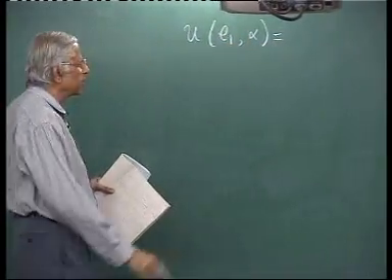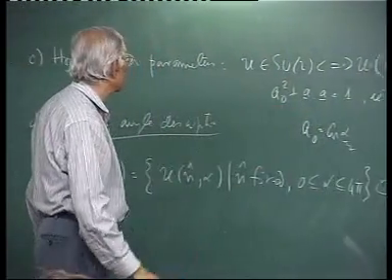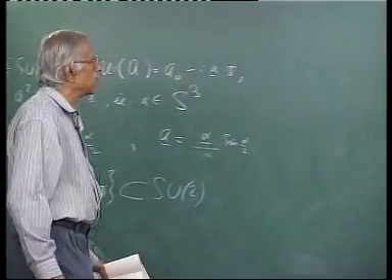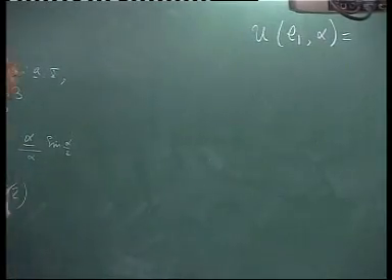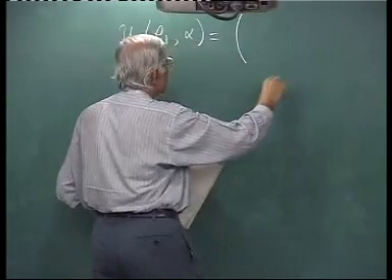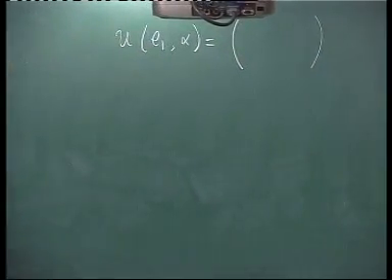Look at the general definition of U of n and alpha, which I just rubbed out. Axis n and angle alpha. And take for n the unit vector in the direction 1. And the element of angle alpha, how much is this? It's a 2 by 2 matrix. Please tell me what is the structure of this matrix.